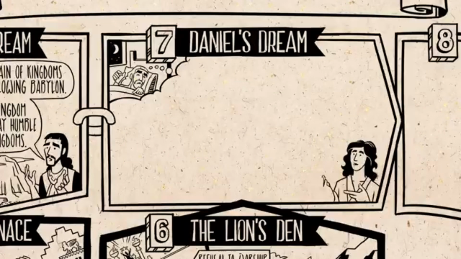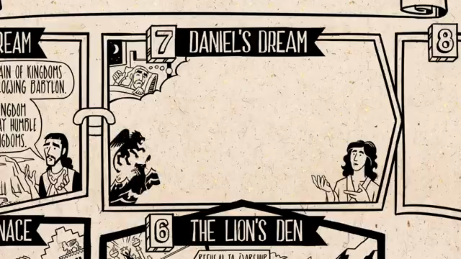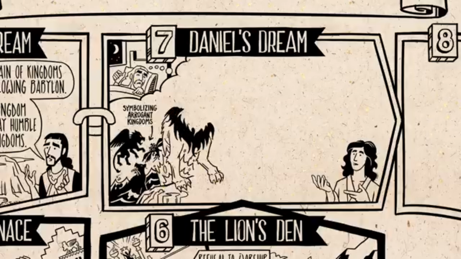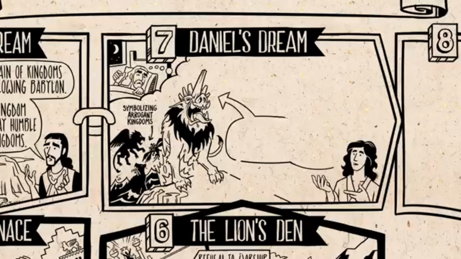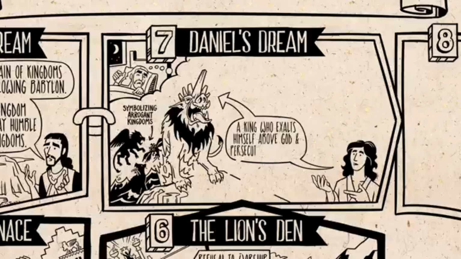He sees a series of four beasts, one like a lion, then like a bear, then one like a winged leopard, each of these symbolizing an arrogant kingdom. And last of all is a super beast, identified as a really evil empire, and it has lots of horns, a common symbol for kings in the Old Testament, and there's one specific horn who is an image of an arrogant king who exalts himself above God and persecutes God's people.